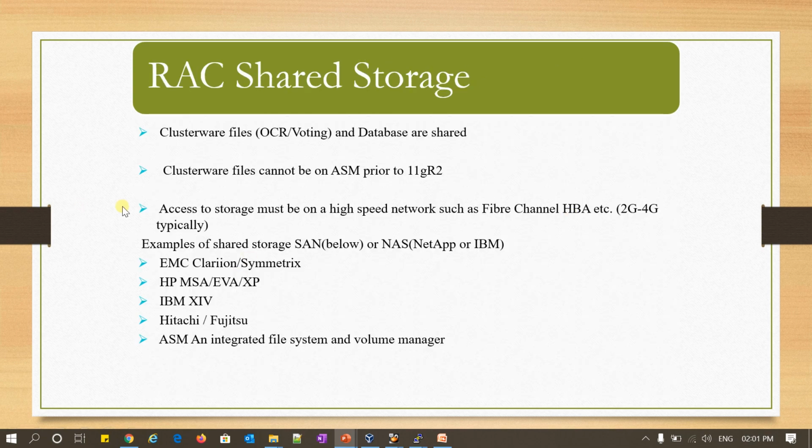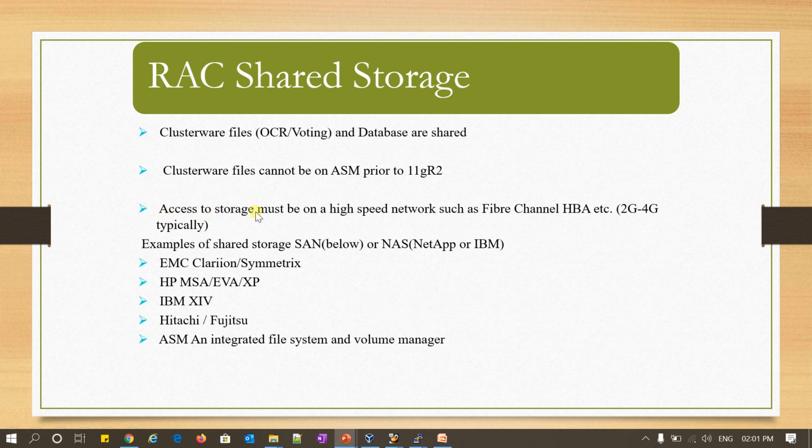And then shared storage is nothing but where you will have your OCR and voting disk and your database's actual data files. Prior to 11g release 2, clusterware files could not be on ASM. Clusterware files are nothing but the OCR and voting file. We used to keep them outside ASM, but from 11gR2 onwards we keep the OCR and voting disk in the clusterware disk groups.